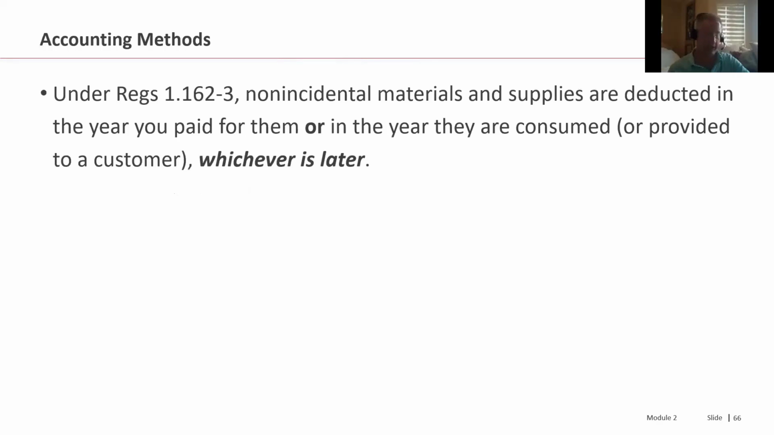Okay, so just for those of you that are curious, I won't really demand this of you, but if you wondered how you cost non-incidental materials and supplies under that safe harbor, you can deduct the cost in the year you pay them or the year they're consumed or used by a customer, whichever is later. So that's just a quasi-accrual-based accounting, but it's still pretty similar.